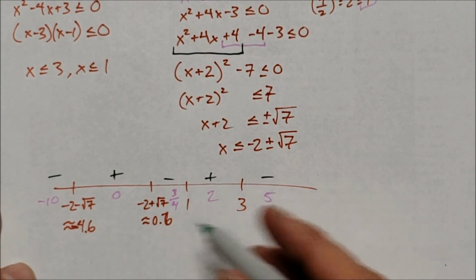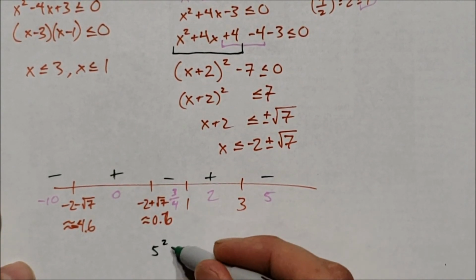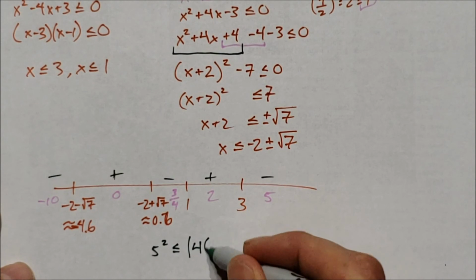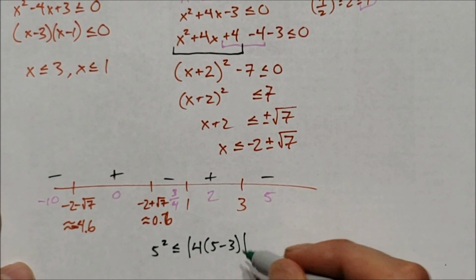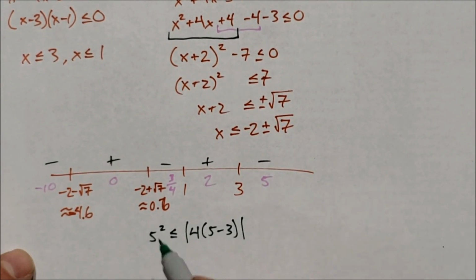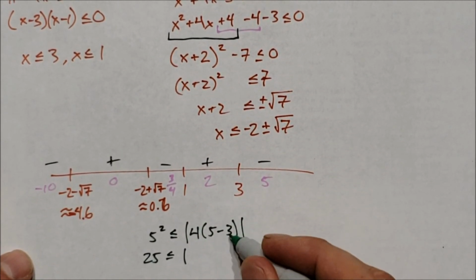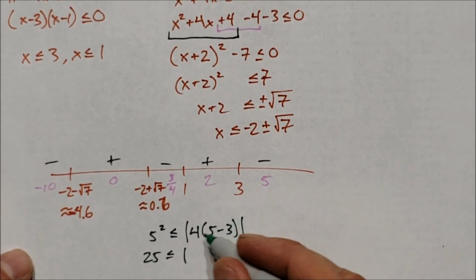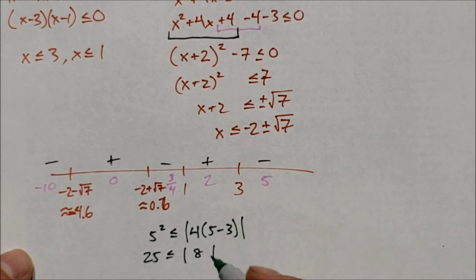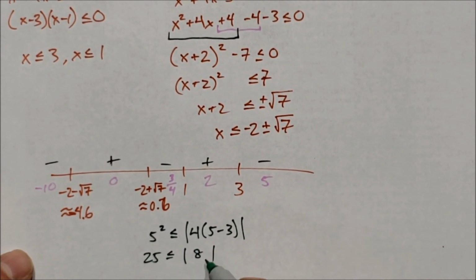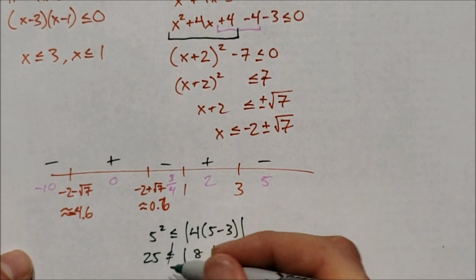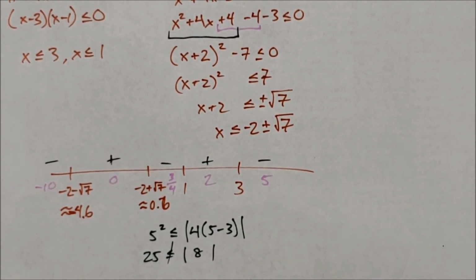Again, let's look to see what's going on here. It's 5 squared less than or equal to the absolute value of 4 times 5 minus 3. This is what we're asking ourselves when we plug a 5 in. Is 25 less than or equal to the absolute value of 4 times 2, which is 8? Is 25 less than or equal to 8? No, it's not, so that's why it fails.